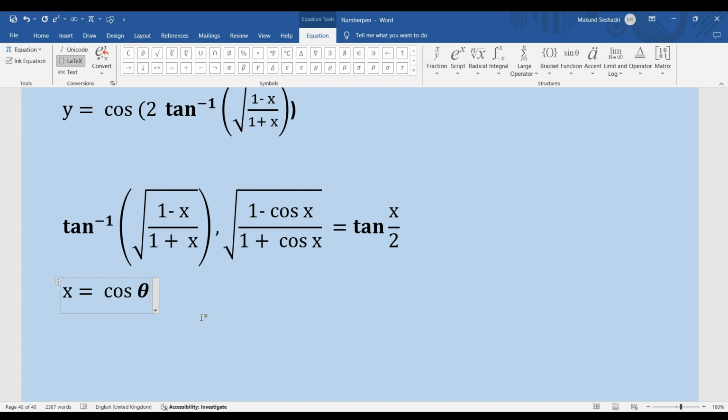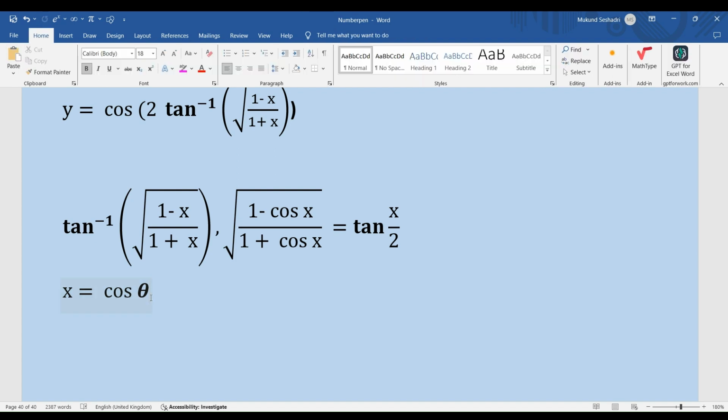is it really okay to make this substitution, right? Cos theta has a range, and what is that range? -1 to +1, right? Inclusive of -1 and +1, right? So my x also in this particular function has to belong to that particular domain, right? So I need to ensure that before I make the substitution x equals cos theta.